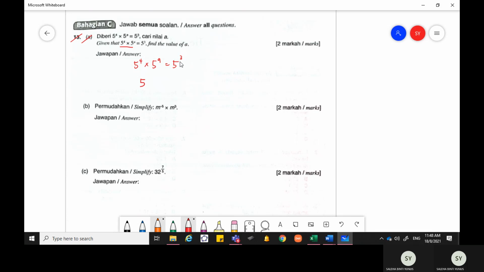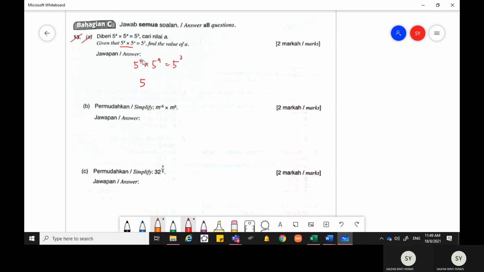So in order to compare the index, syarat untuk kita nak bandingkan dia punya power, dia punya kuasa, so kita kena ada base yang sama. Maksudnya kalau sebelah kanan base 5, sebelah kiri base 5. Okay, next kita kena pastikan sebelah kiri tu hanya ada 1 je base. Sebelah kanan tu hanya ada 1 je base, baru boleh compare. So sekarang ni sebelah kanan ada dah 1 base 5, tapi sebelah kiri ada 2, jadi kita kena combine dulu this. Okay, so kita kena combine by using multiplication rule.